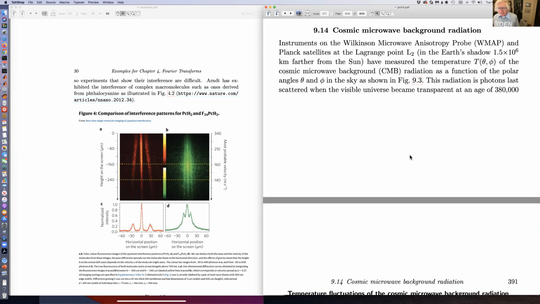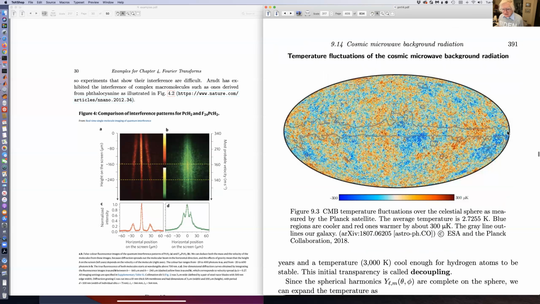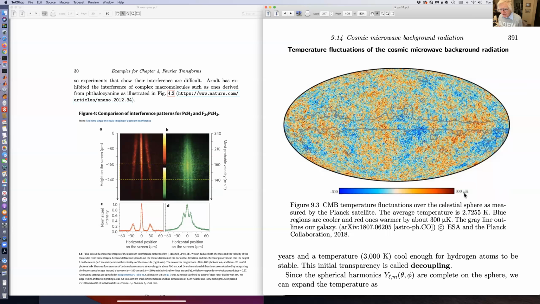And they measured the temperature as a function of the polar angles. And the picture of that is this very nice picture. Red is a little bit warm, but notice it's only 300 microkelvin warm, whereas the actual temperature is 3 Kelvin roughly. And so these are fluctuations of the order of 10 to the minus 4, 1 part in 10,000. So in other words, the microwave sky is enormously uniform.